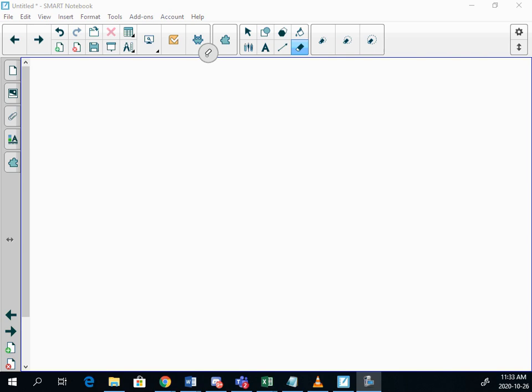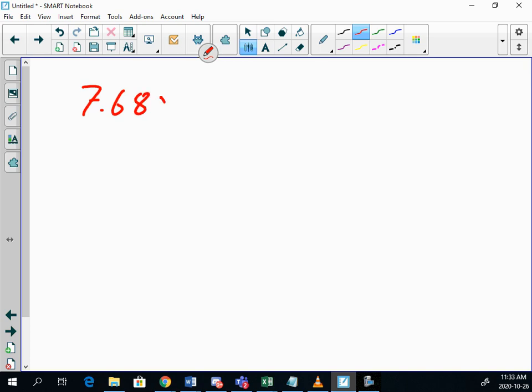Okay, folks, so let's look at these unit conversions at the end of your notes. The first one asks you, what is the mass of 7.68 times 10 to the 25th atoms of carbon-12? So we have 7.68 times 10 to the 25 atoms of carbon-12, and we want to know what the mass of that is. How much does it weigh?